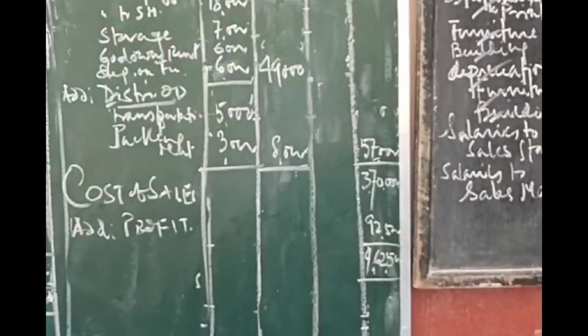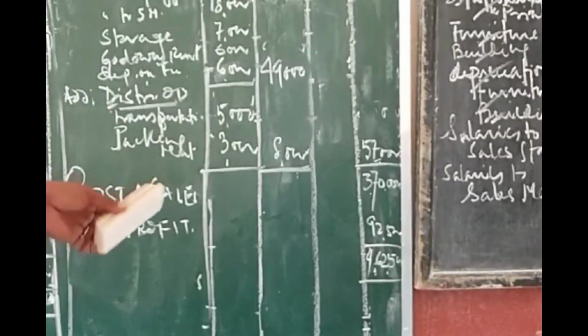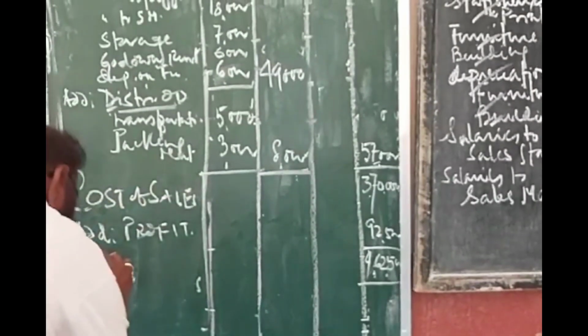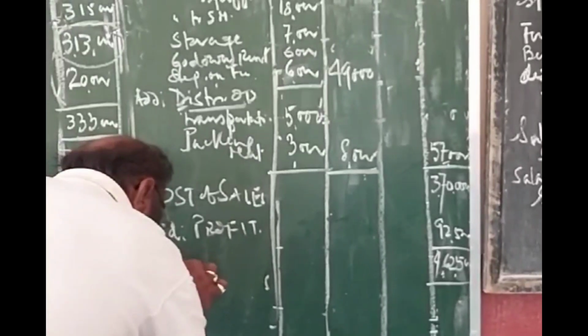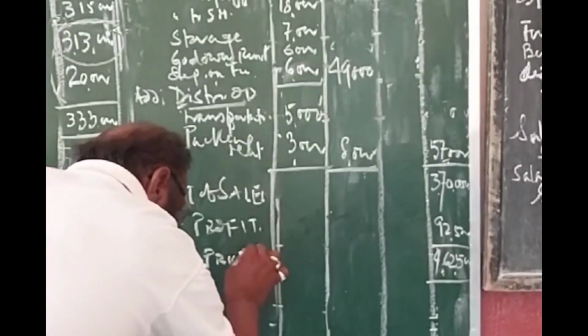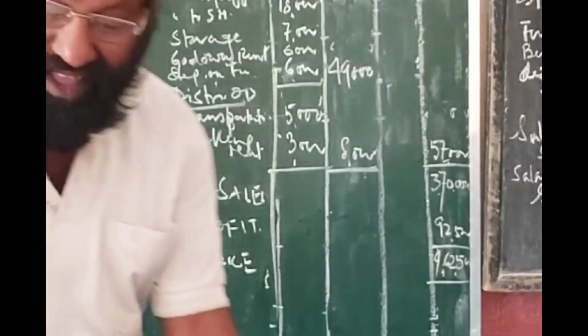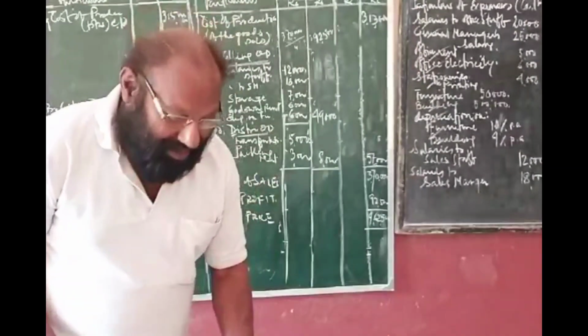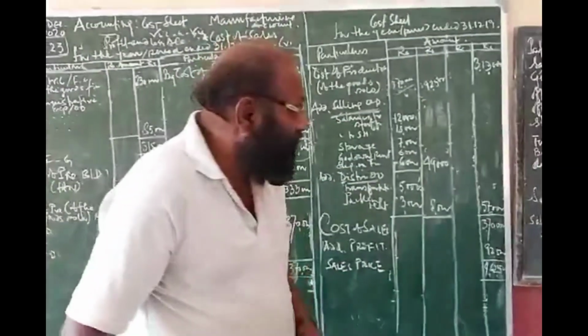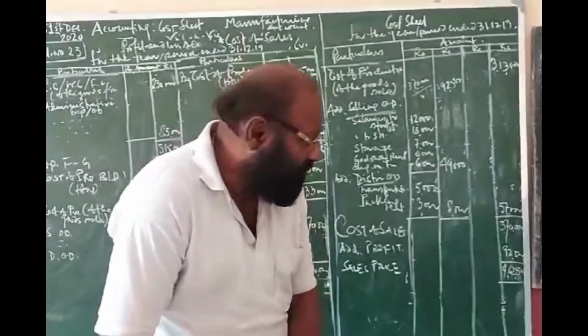So 4,22,000. That is the total. Okay. That is the expected sales price. Clear? So this is the sales price. Thus, this way, it is basically a forecasted cost sheet. Okay.